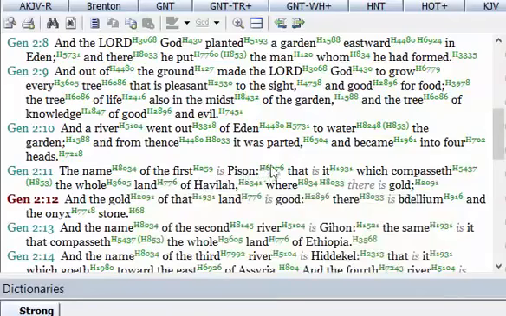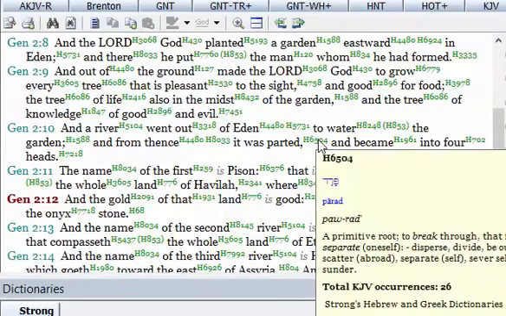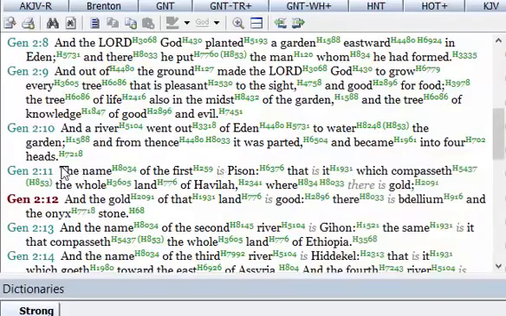And from thence it was parted and became into 4 heads. Now this is a very key point that you have to pay attention to, because it says, and from thence it was parted, meaning it became split. So it says and became into 4 heads. Now it never said that it became 4 rivers. It said that it became 4 heads.